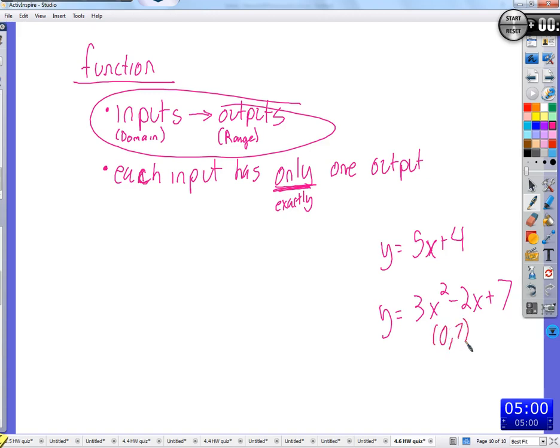Can you think of something like this that would not be a function, that you put something in and you get two things out? Basically, what I'm saying here is it would violate this rule right here. Each input has to have one output. How could you have something that has two outputs? It's kind of hard to think about. How about this one? Technically speaking, this one would have two outputs.